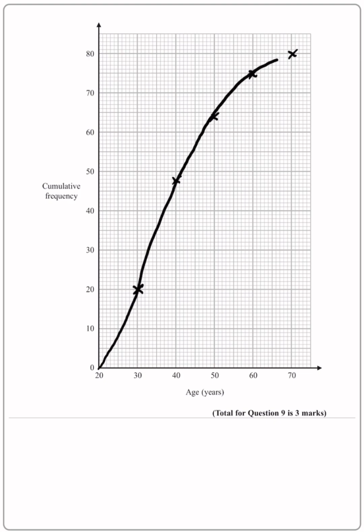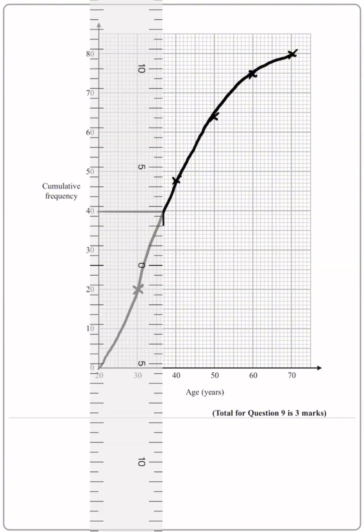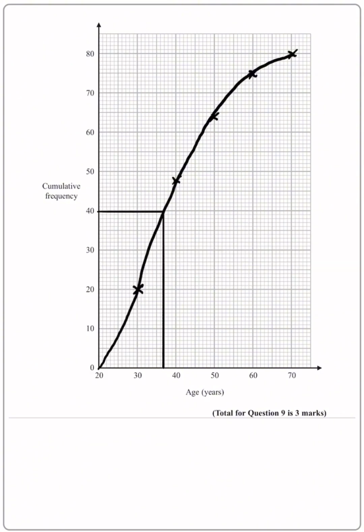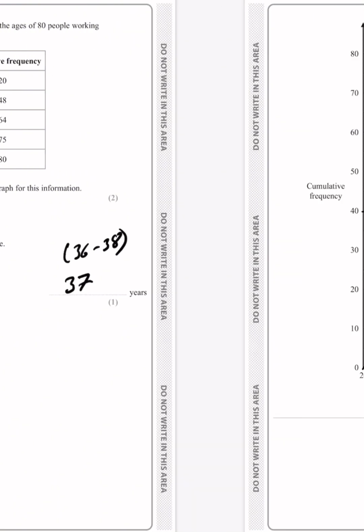And there's my mediocre effort. To work out the median, well, we're going to measure it at 40 bits of data because there's 80 in total, and that reads off as 37. Anything between 36 and 38 is acceptable for the median.